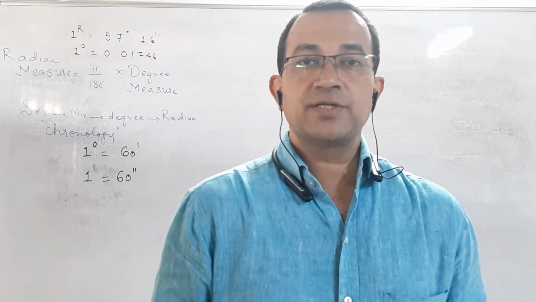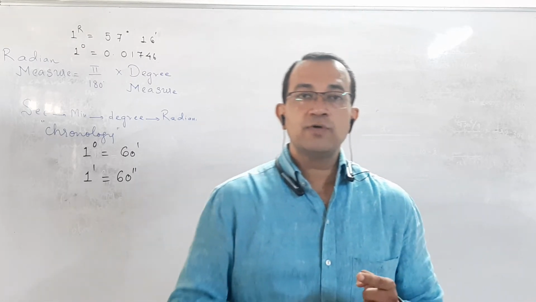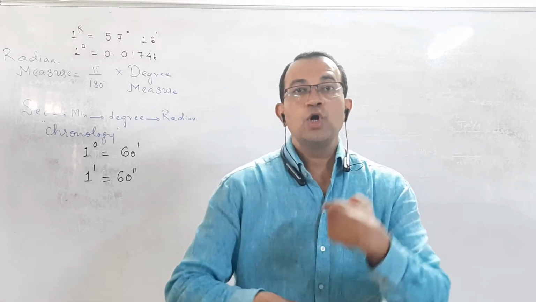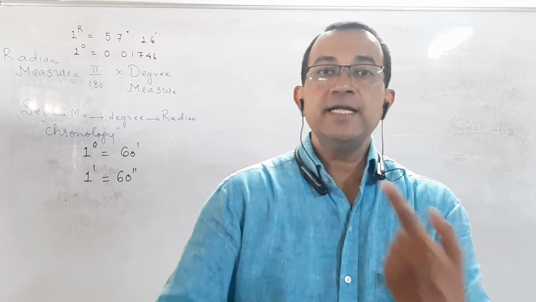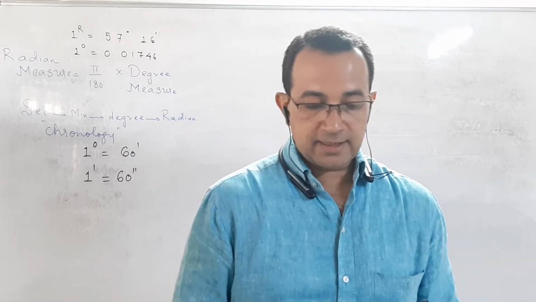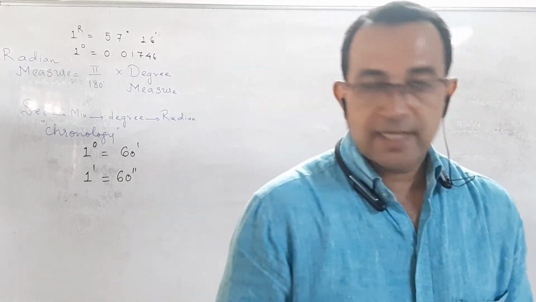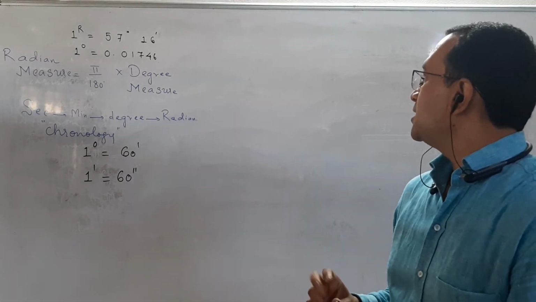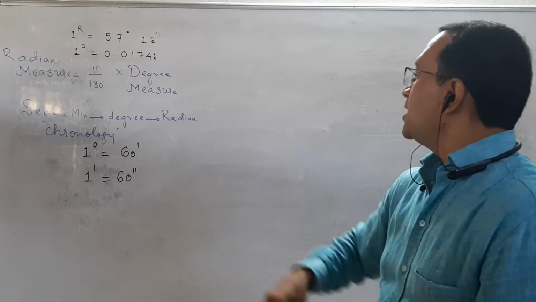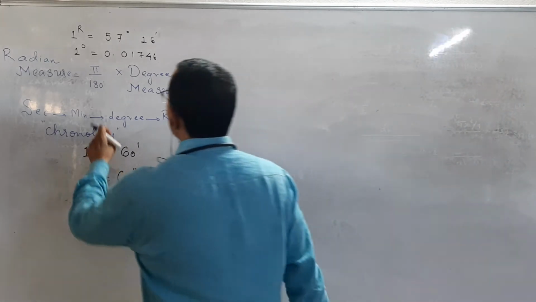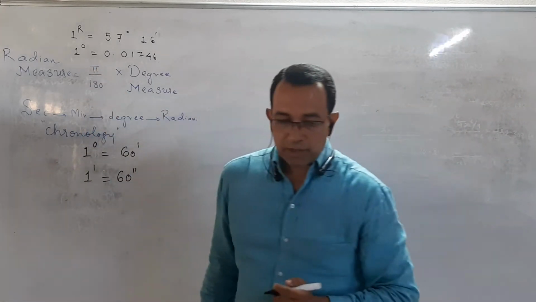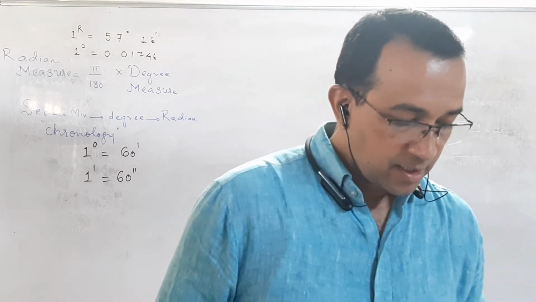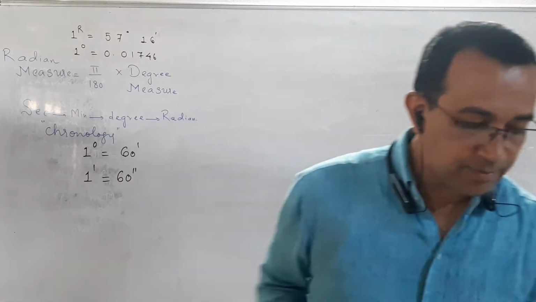This is our chronology of conversion. Once again I repeat, first of all convert second to minute, minute to degree, and degree to radian. And the formula for the conversion is that radian measure is equal to pi by 180 into degree measure. Okay students, first of all I am doing textual example 1, 40 degree 20 minutes.